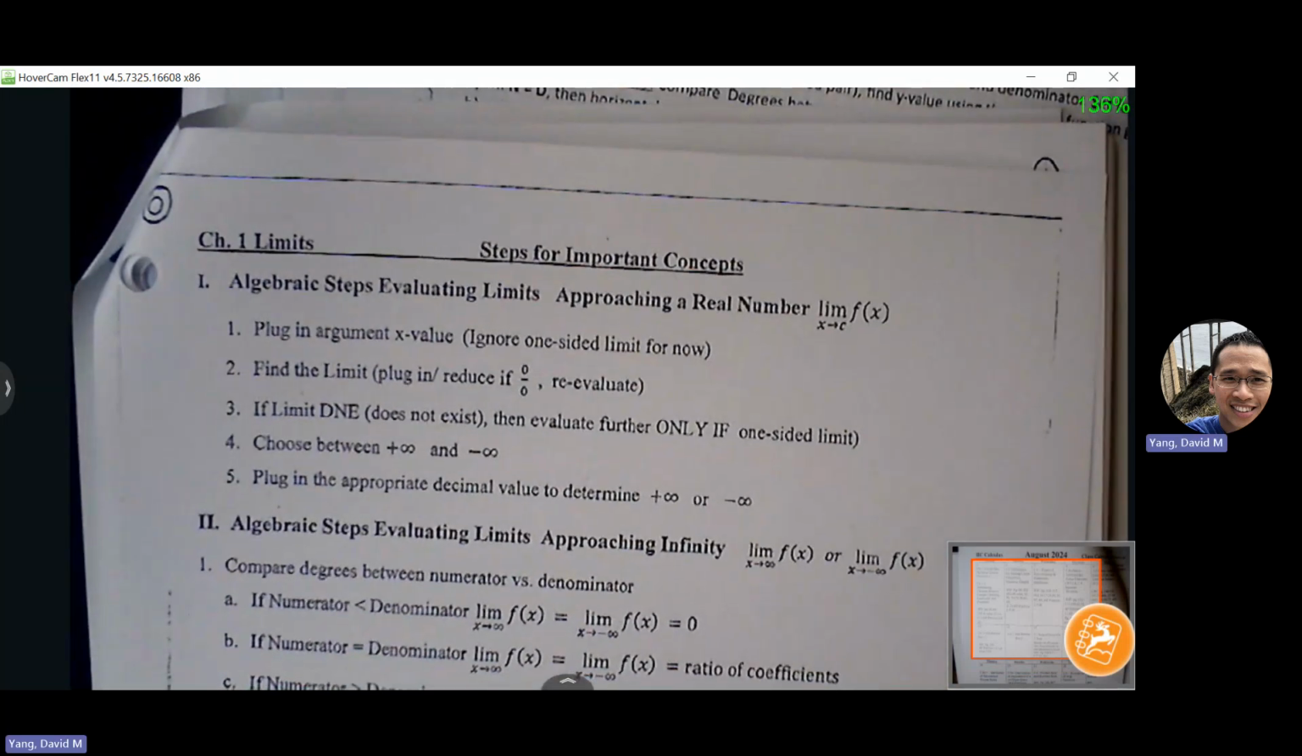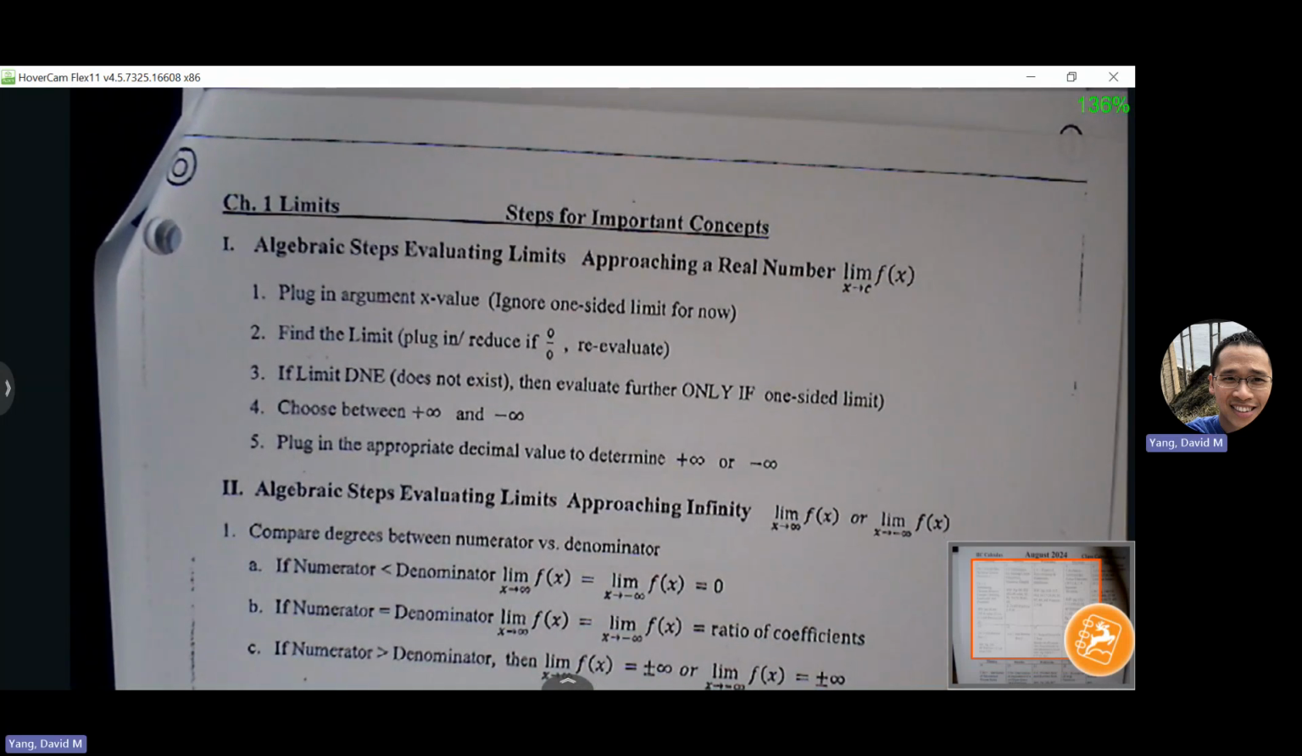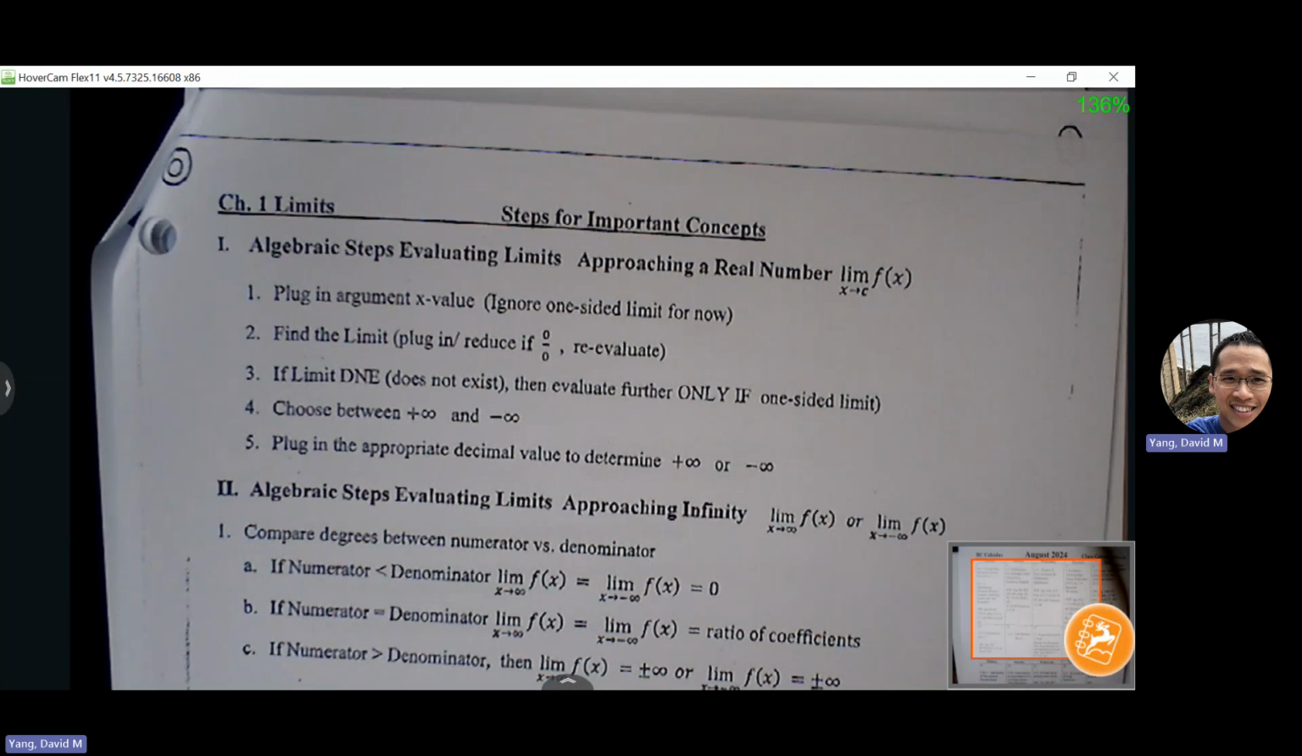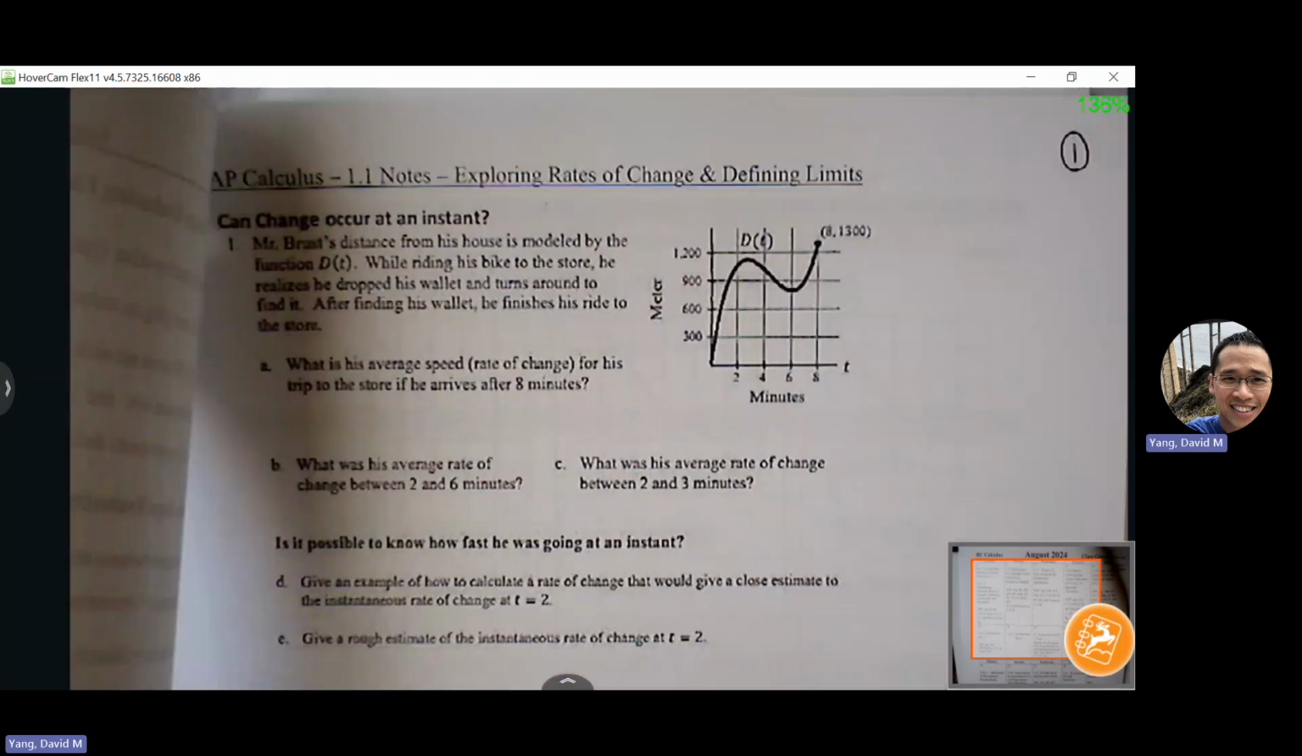Okay, this is a summary page, and we can review this summary once we cover most of our topics.